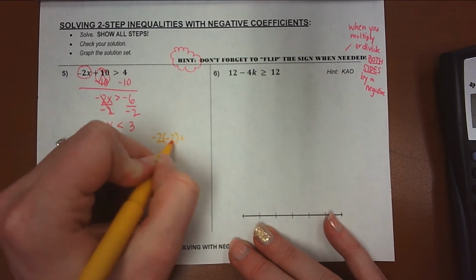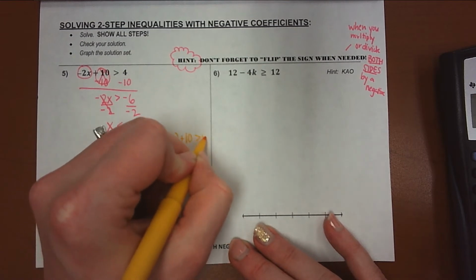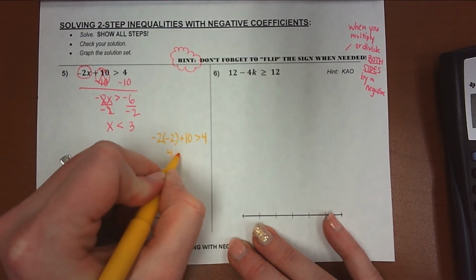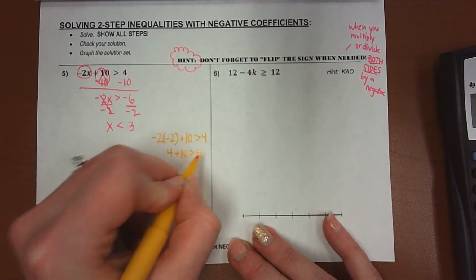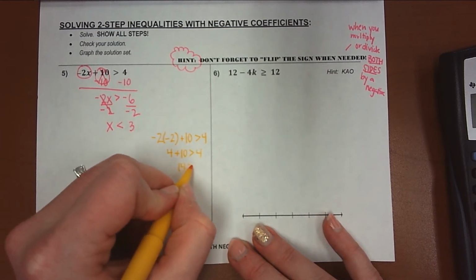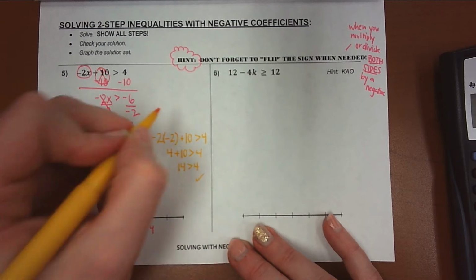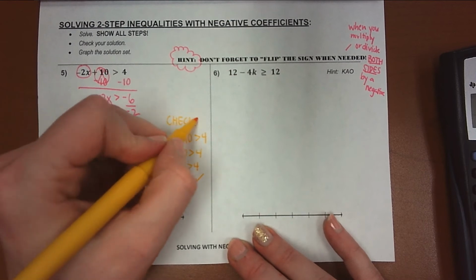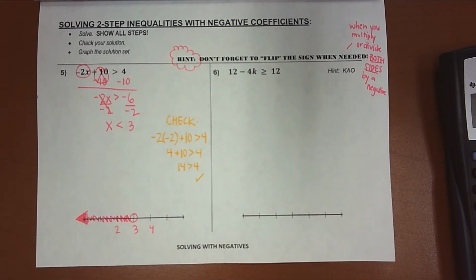We would say negative 2 times negative 2 plus 10, is that greater than 4? A negative times a negative is a positive 4. Plus 10 is greater than 4. 4 plus 10 is 14. And because 14 is greater than 4, our check makes sense, our answer seems reasonable, and our graph is good to go.